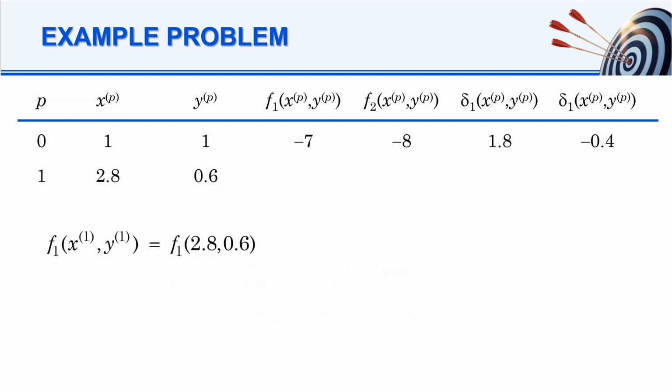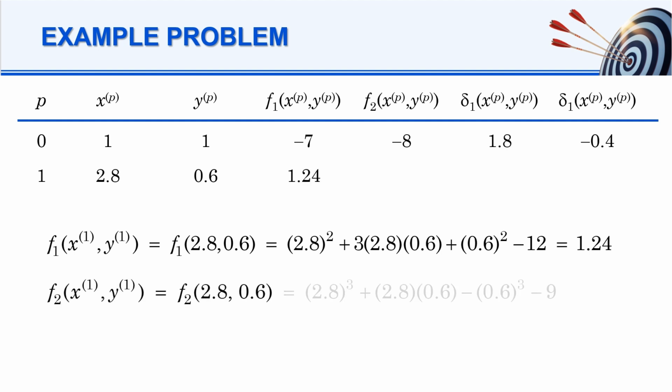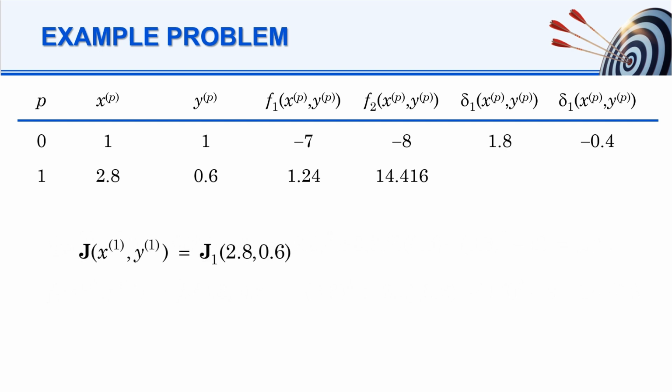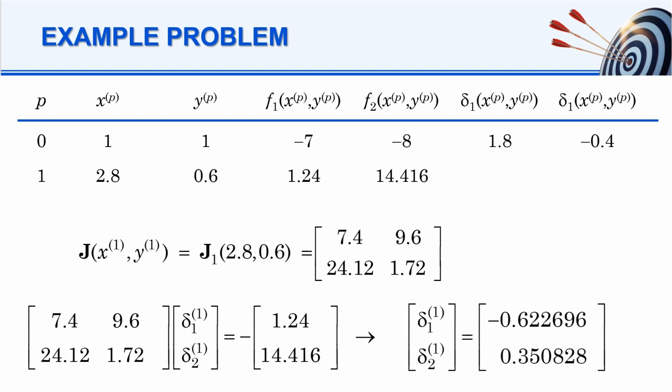We repeat the process for x1 and y1. Functions f1 and f2 are evaluated as follows. Next, we construct the Jacobian matrix and solve the system of 2 by 2 equations for the displacement vector, which results in delta 1 equals minus 0.622696 and delta 2 equals 0.350828.